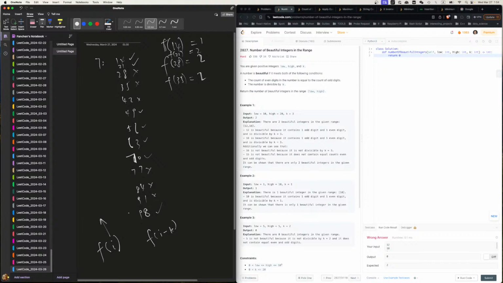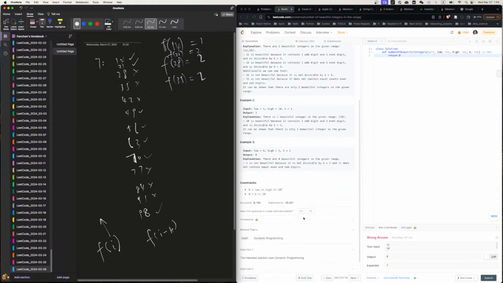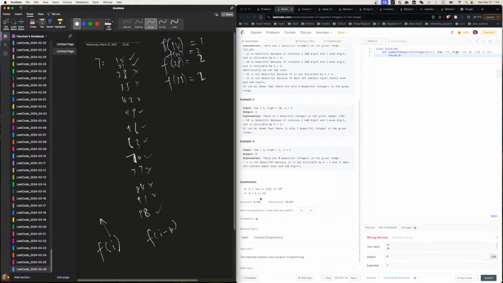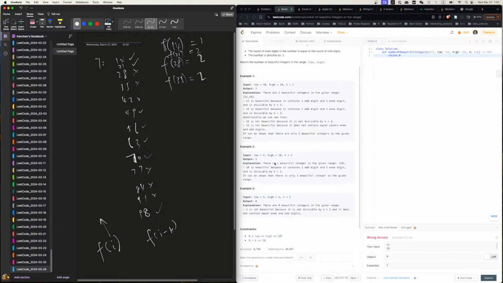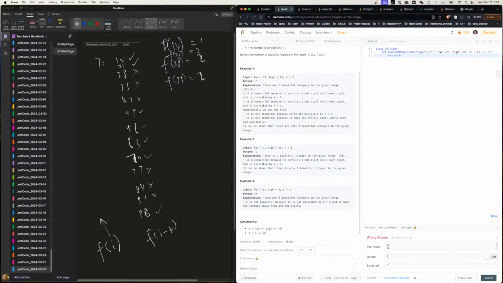But the problem with this is if our k is small, because k can be 1. If k is small, then we have to go through every single one of them. Every single one of them, and the upper bound can go all the way to 10 to the 9th. That is what is bad.